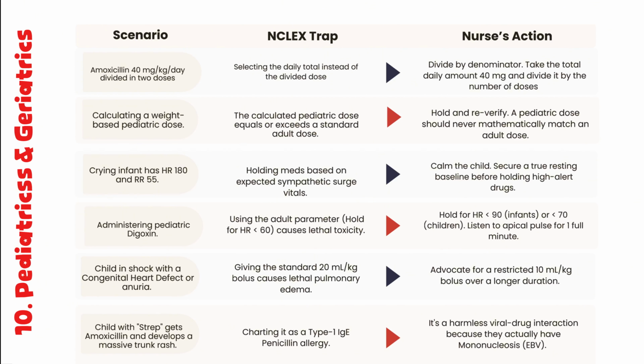A child on amoxicillin for strep who develops a massive trunk rash is very often not having a true penicillin allergy at all. If they actually have mononucleosis, this is a well-documented harmless viral drug interaction, not a type 1 IgE reaction to be charted as an allergy.